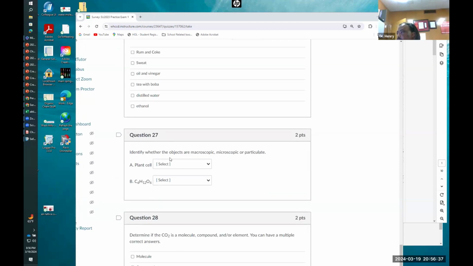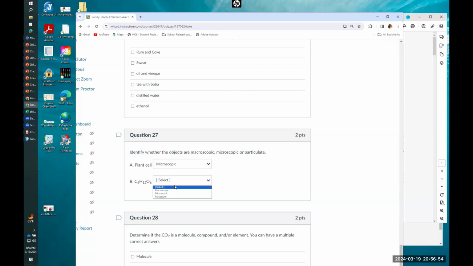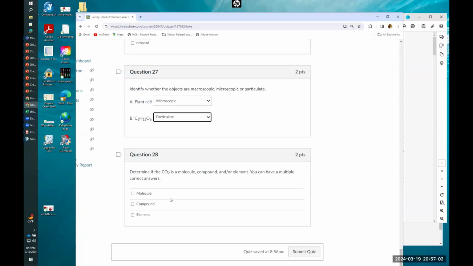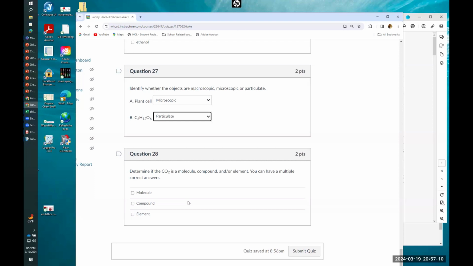Let's see. Identify whether the object is macroscopic or microscopic or particulate. Plant cell. Microscopic. Okay. And sugar, C6H12O6. Microscopic? Particulate. That's right. Oh, particulate. Yep. But you can see sugar. A single sugar molecule. No. Oh, no. I was like, you can see sugar. I was like, how is that? Okay. If I just said a bowl of sugar.